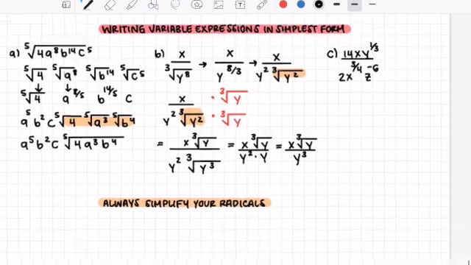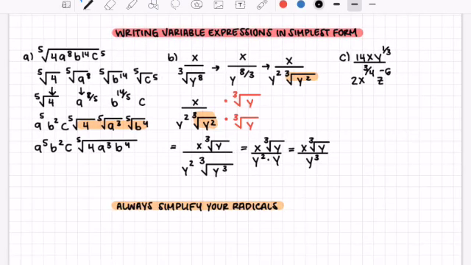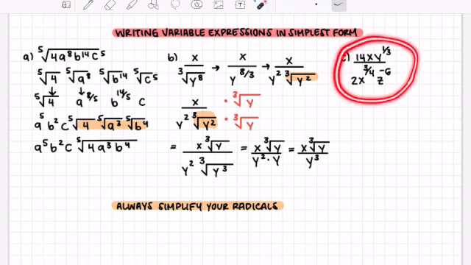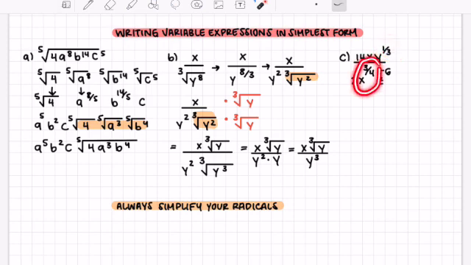Alright, last problem. Last problem on this side here, we have a big one. 14x times y to the power of 1 over 3 and 2x to the power of 3 over 4 and z to the power of negative 6. So before I do anything, I'm going to deal with my negative exponent first. And all I'm going to do is make sure that my negative exponent turns positive. And I could do that by moving it to the top of our fraction. And that would change our exponent from negative to positive.